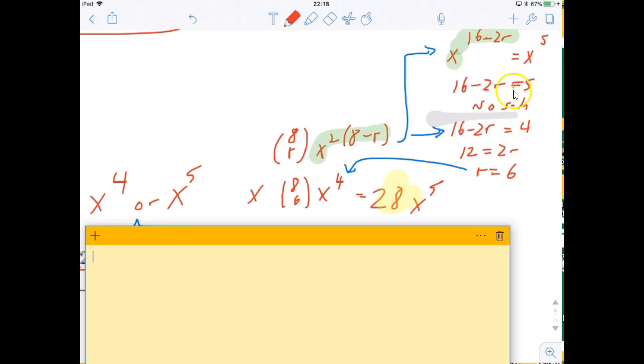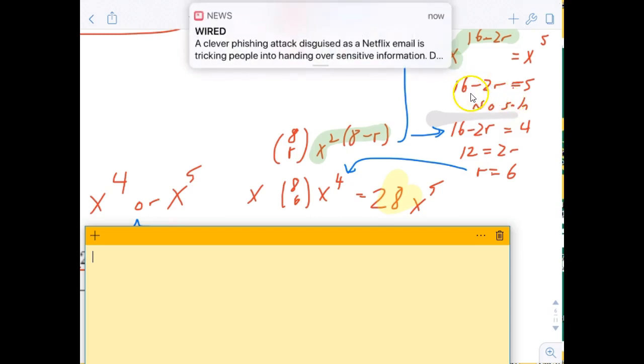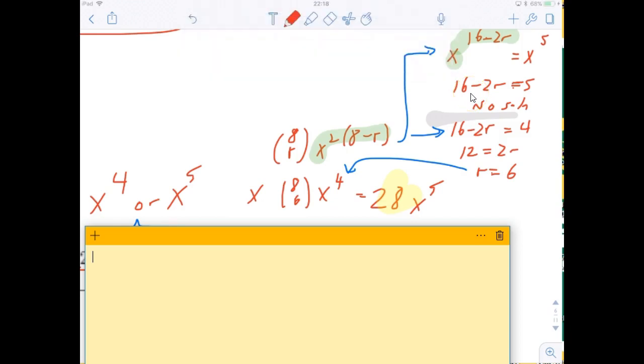If r is a non-integer, then it doesn't work, right? Because the r value has to determine the position in the binomial expansion. It has to be a whole number. So there is no solution for 16 minus 2r equals 5, okay?